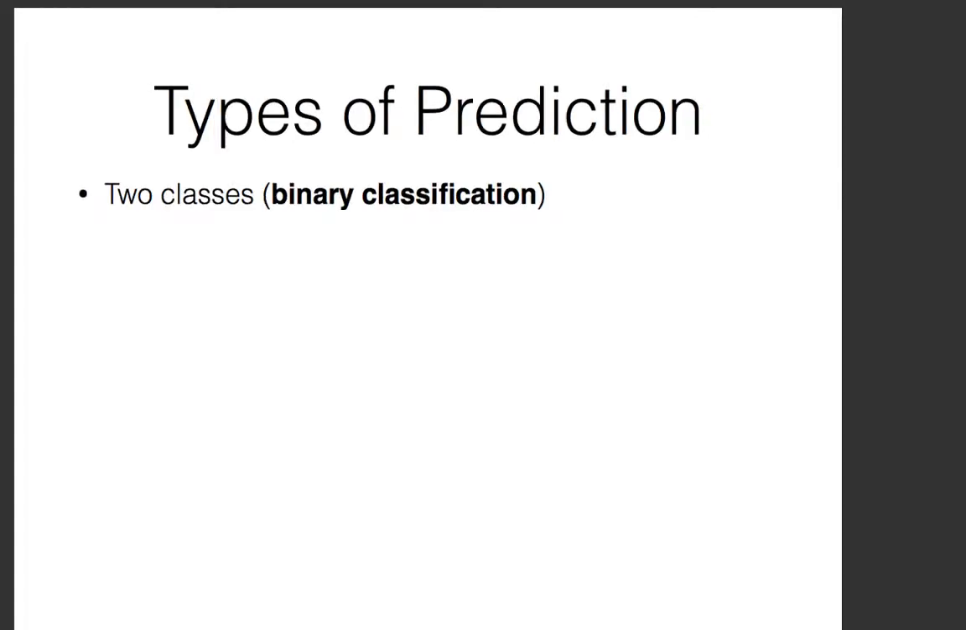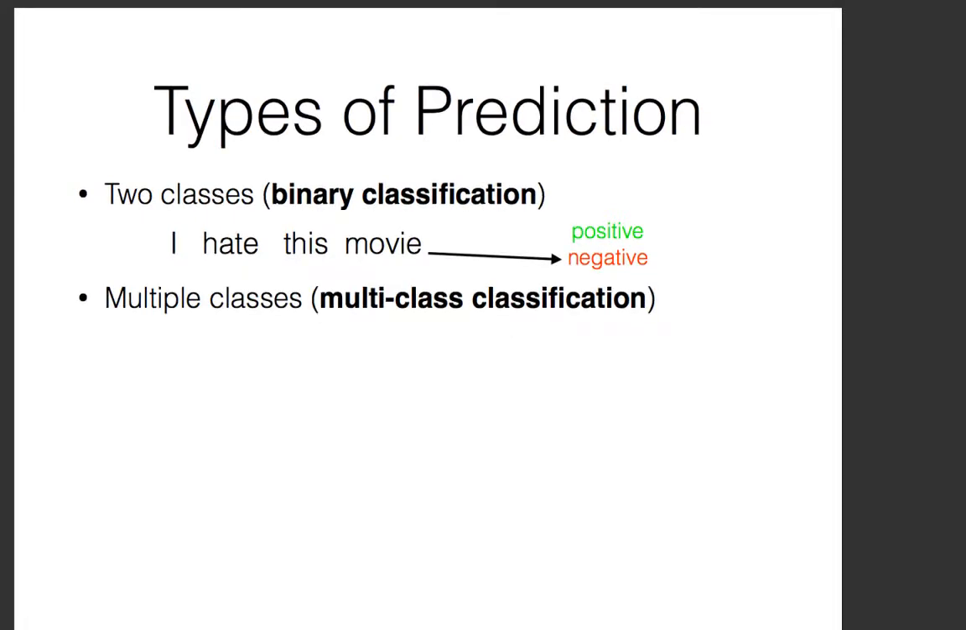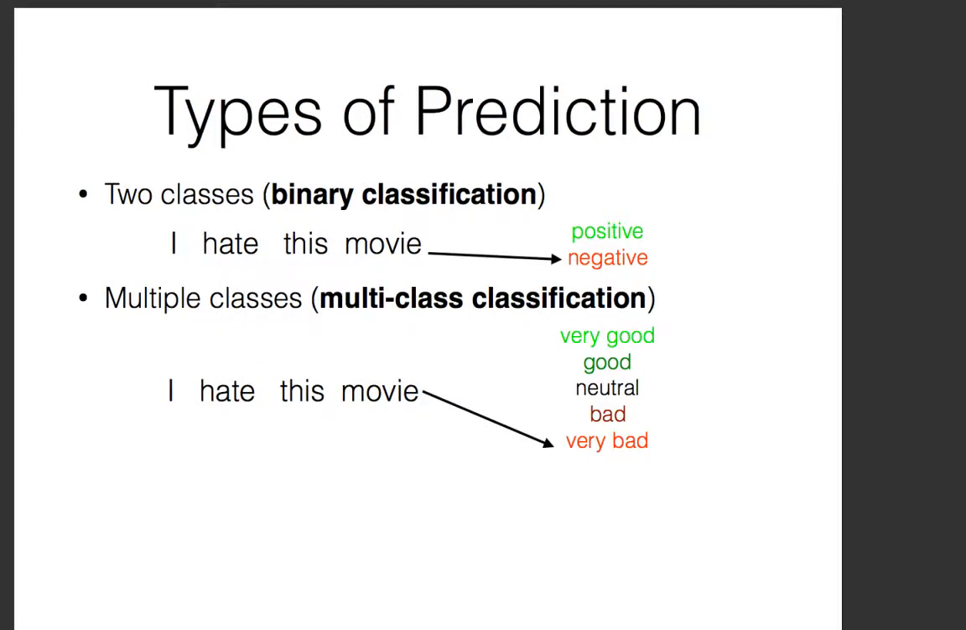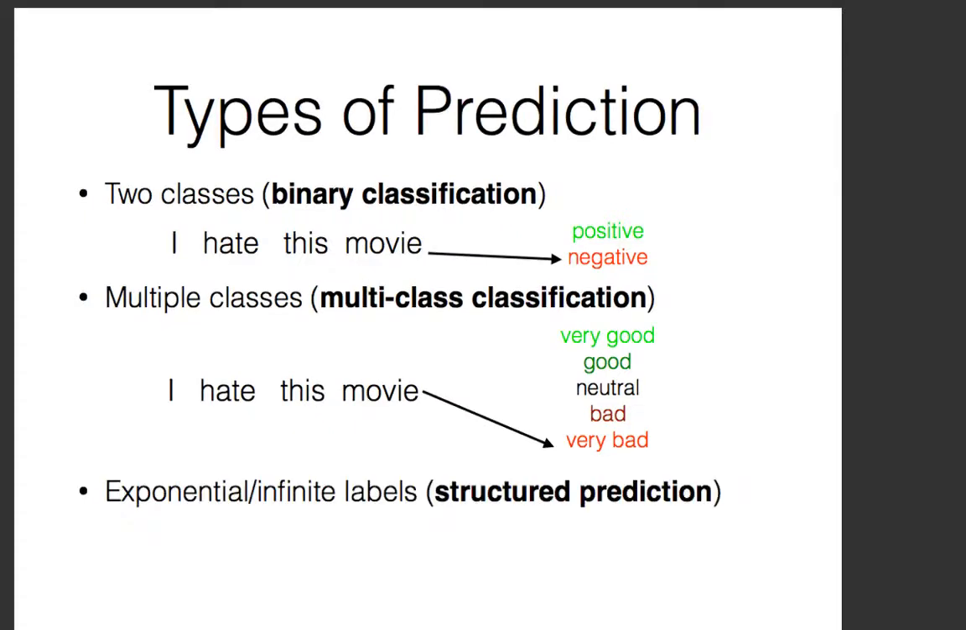The simplest one is binary classification, where we just want to select negative or positive. So we have two choices, and we basically want to select yes or no. The second one is multi-class classification, where we have "I hate this movie," and we want to go to very bad, and we have 5 classes here. And then the one that we're interested in here is where we have an exponential or infinite number of potential answers. And these are the structured prediction problems.